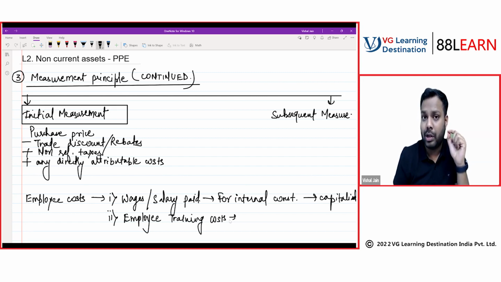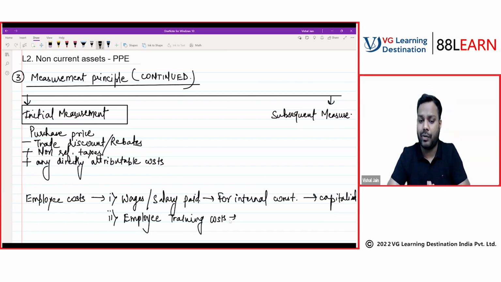Now understand, guys, whenever you think I have to capitalize this cost, analyze two things. Does that satisfy the definition of property, plant, and equipment? Does the recognition principle get satisfied or not? Two things have to be satisfied: meaning of PPE and recognition principle. Now let's assess it. Employee training cost. What is the meaning of PPE?